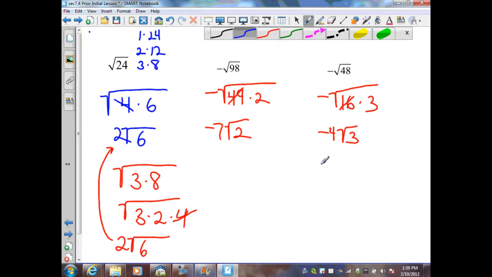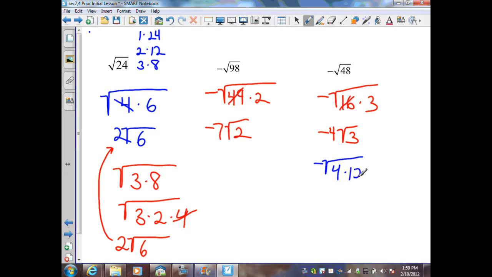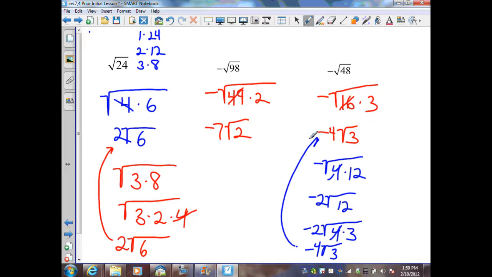For example, I could have had the square root of 4 times 12. That would give me, when I take the square root of 4, a negative 2 square roots of 12. But then I'd have to break up 12 into two factors. Negative 2 square roots of 4 times 3. Then the square root of 4 is 2. 2 comes out. A negative 2 times 2 is a negative 4 square roots of 3. Again, I end up with the same solution, but this is just quicker.